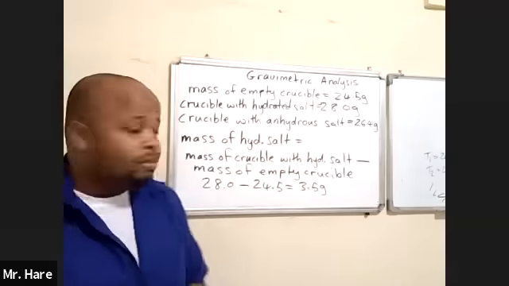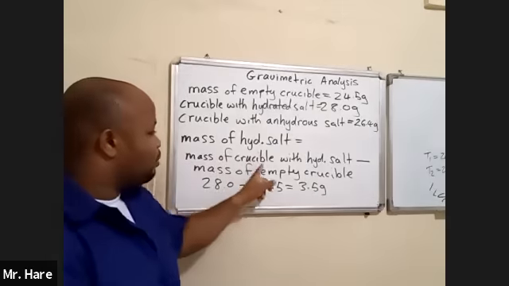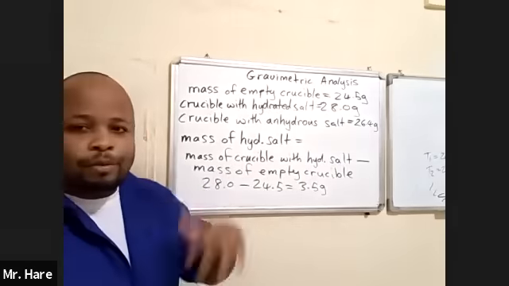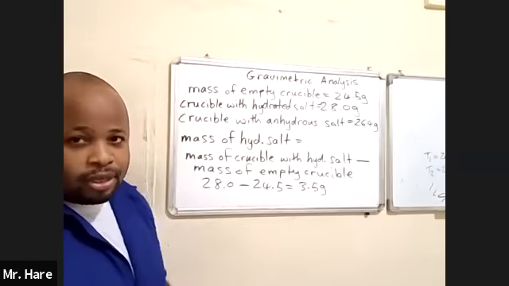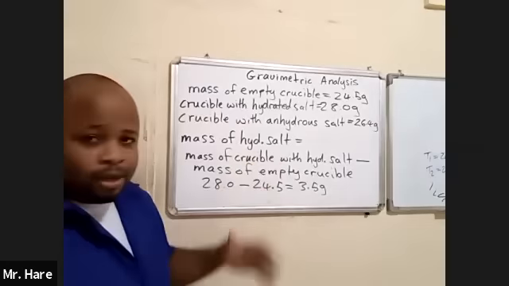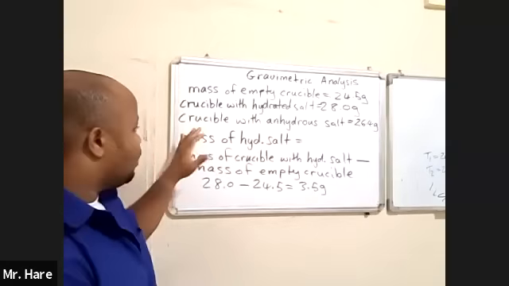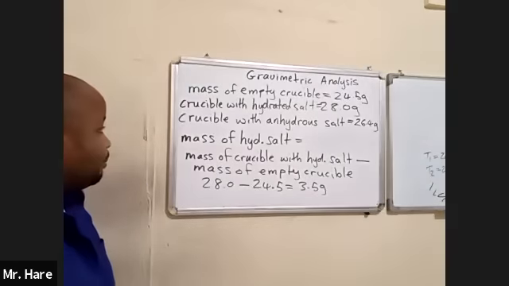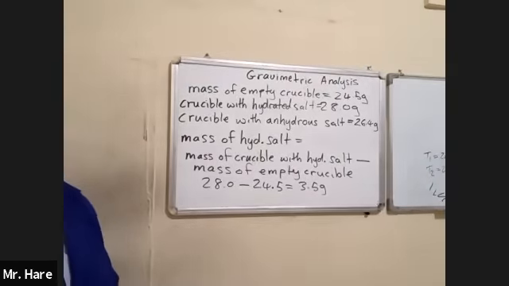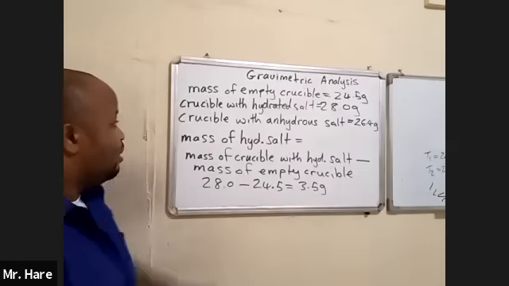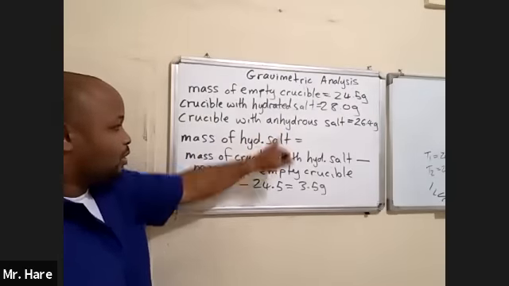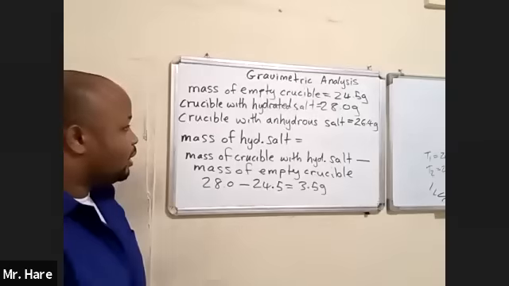Now on the exam, they don't have to say mass of crucible with hydrated salt. They can say mass of the crucible before heating, right? So mass of the crucible and the salt before heating, and mass of crucible and salt after heating. All right. So after that, we're going to calculate the mass of the anhydrous salt, which is the mass after it was heated.